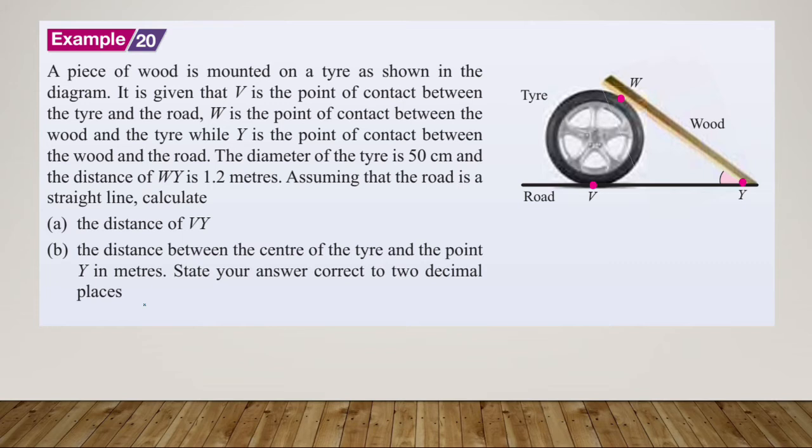Now we look at example 20 here. A piece of wood is mounted on a tire as shown in the diagram.